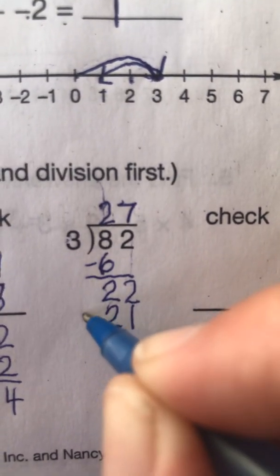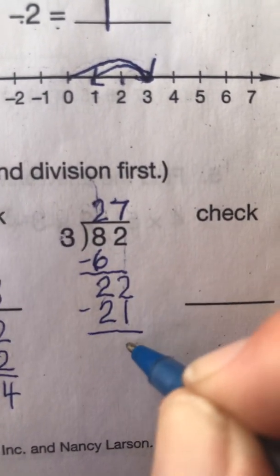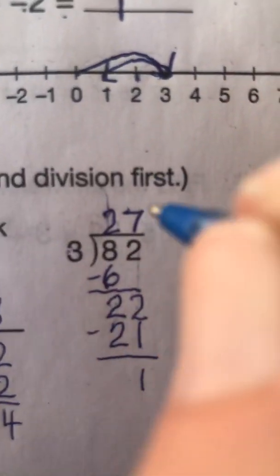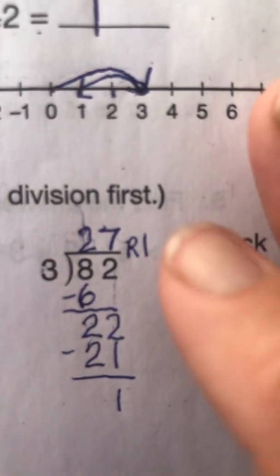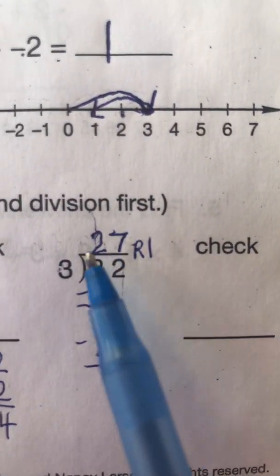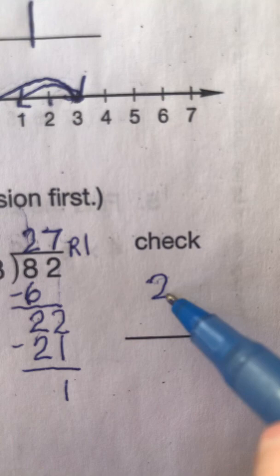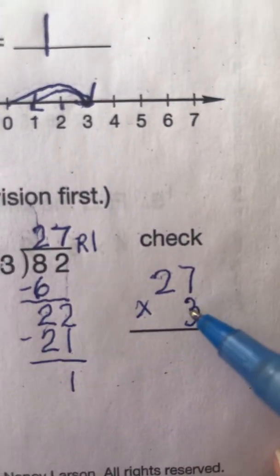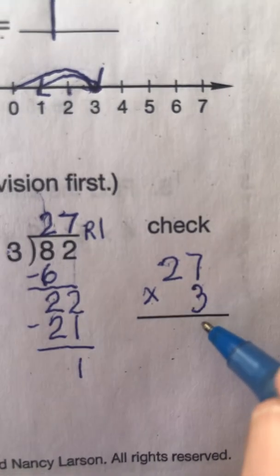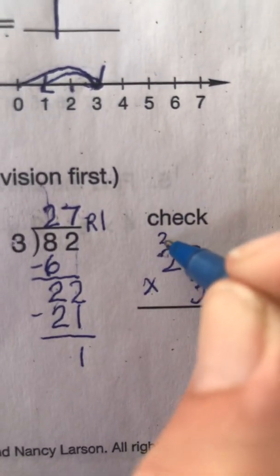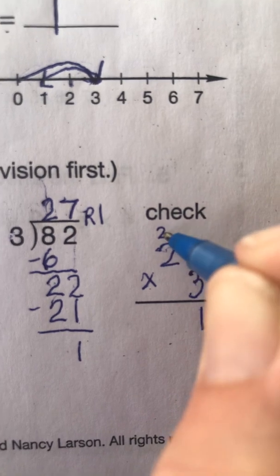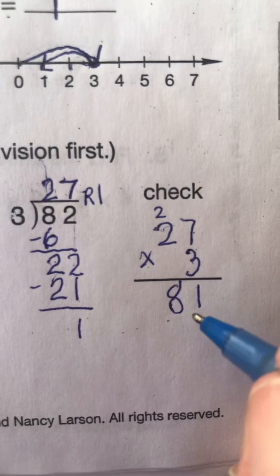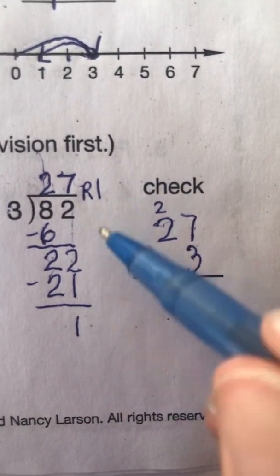Now I subtract. 2 minus 1 is 1, and 2 minus 2 is 0. So this is my remainder. I write remainder 1, okay? Then I'm going to check. I'm going to multiply 27 times 3. 3 times 7 is 21. I write the 1, carry the 2. 3 times 2 is 6, plus 2 is 8. Okay, I did not get the same answer, so I add on this remainder, okay?